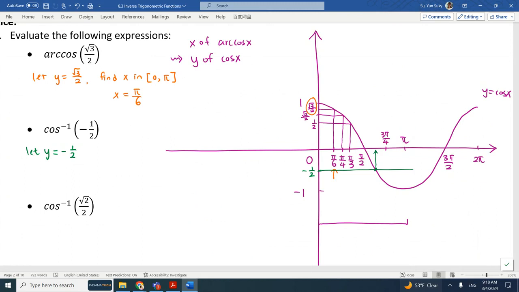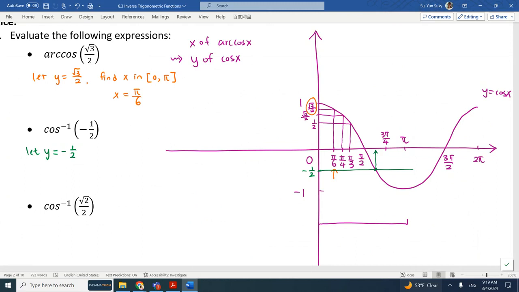And then here, do you still remember reference angle in chapter 7? Reference angle is the angle between the terminal side and the x-axis. So the reference angle is also the difference away from pi. Like an angle here, 3 pi over 4, the reference angle will be pi over 4.